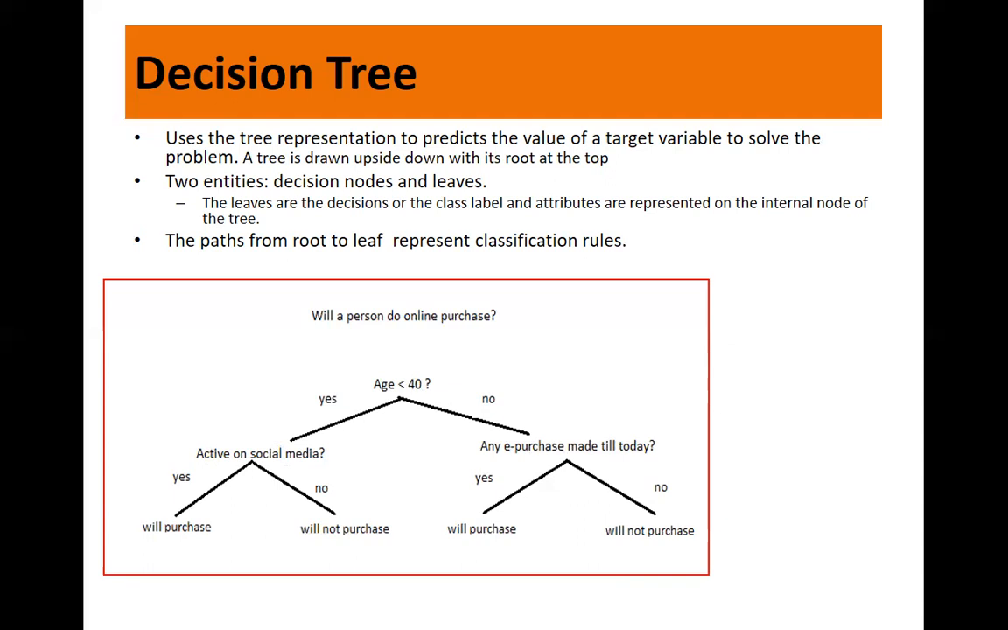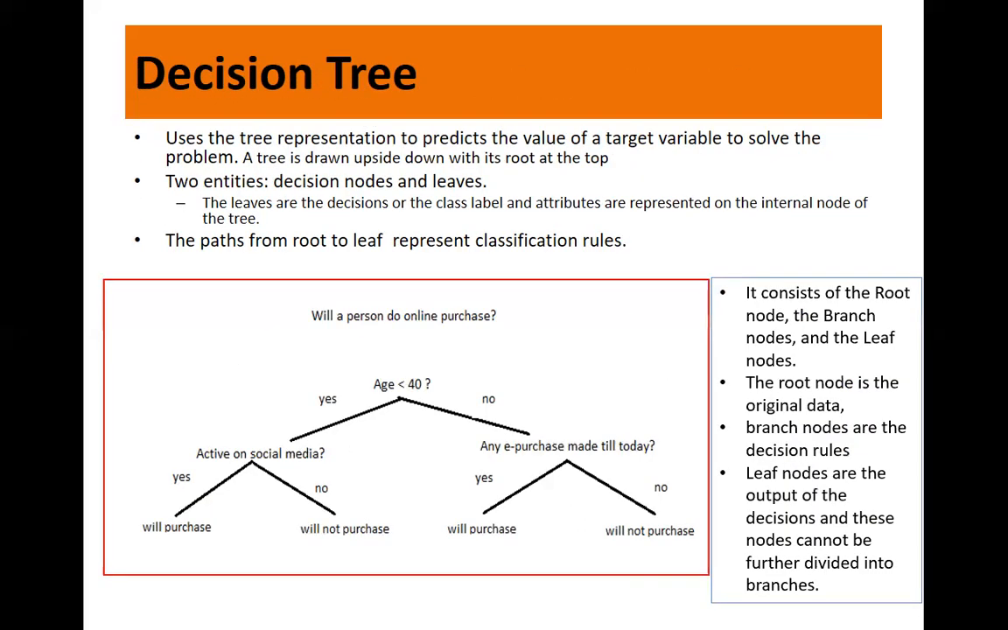Here you can see the decision tree, a binary decision tree. It consists of the root node, the branches and the leaf nodes. The root node is the original data, branch nodes are the decision rules, and leaf nodes are the decisions. They are the outputs, whether the person will make a purchase or will not make any purchase, and these will not be divided further.